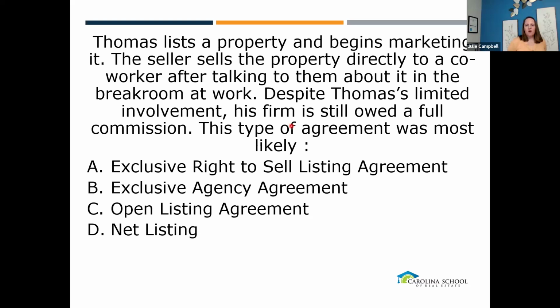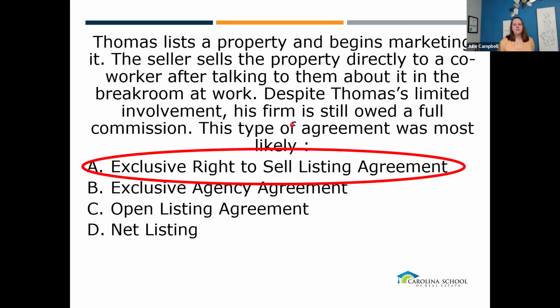So Thomas lists a property and begins marketing it. The seller sells the property directly to a coworker after talking to them about it in the break room. Despite Thomas's limited involvement, his firm is still owed a full commission. This type of agreement was most likely, I didn't narrow it down between A and C, because we know the sellers are not under the obligation to pay. But even though Thomas didn't do anything, don't be Thomas. Limited involvement, they're still getting paid, and that's what the exclusive right to sell listing agreement says.